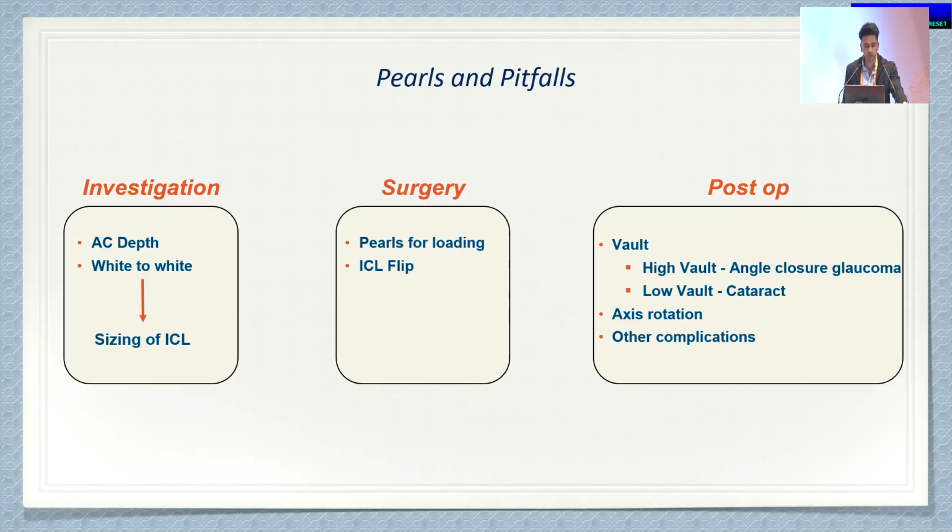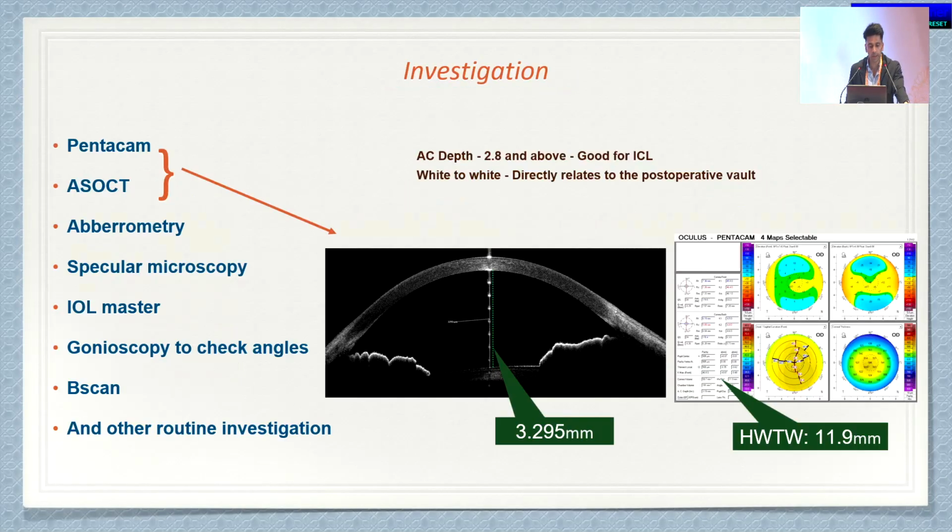Some pearls and pitfalls when you're doing ICL. When you are doing an investigation, you want to be checking the AC depth and the white to white in order to ensure the sizing. When you're doing the surgery, some pearls for loading the lens, and if you have a flip, what do you do? Post-operatively, you want to be checking the vault, and the axis in case the axis is not right, and other complications which I'll talk about.